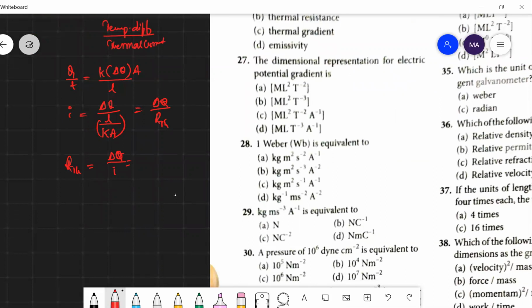So temperature is measured in Kelvin and current is measured in, what is the current formula? I is equal to dq by dt. So I can write Q by t. Q is nothing but energy. Energy divided by time, that is thermal current. So thermal current I can write as Q divided by t. So that is equal to capital T into small t divided by Q. Capital T is measured in Kelvin. Q is nothing but energy.